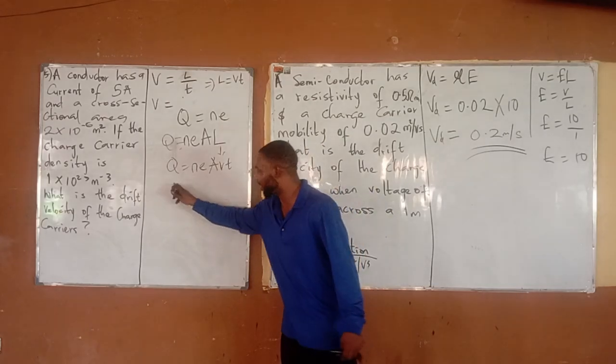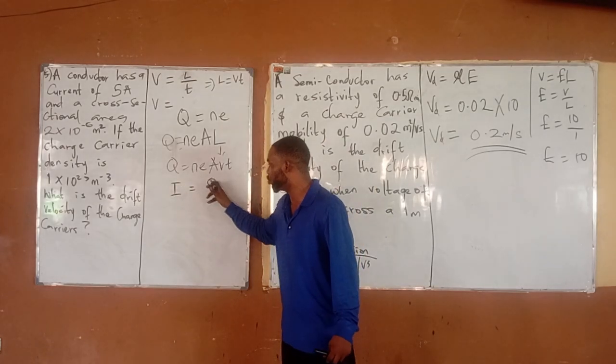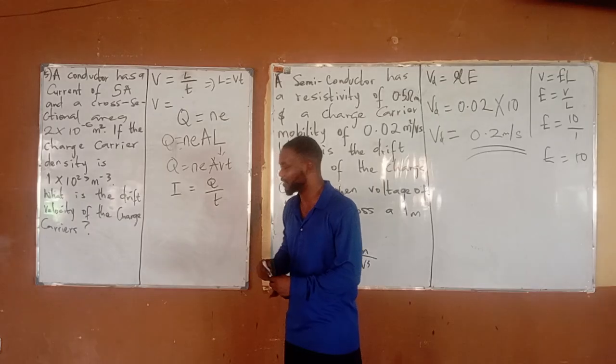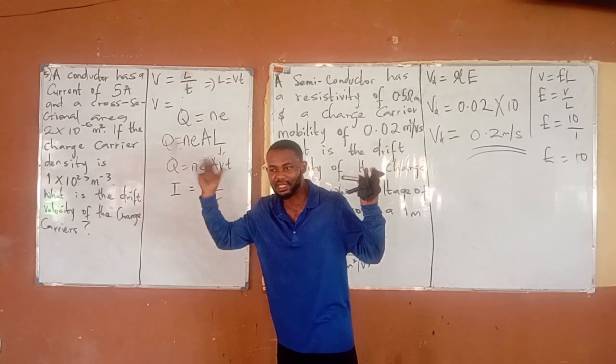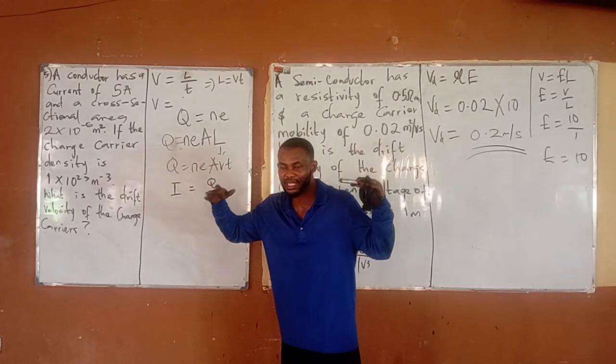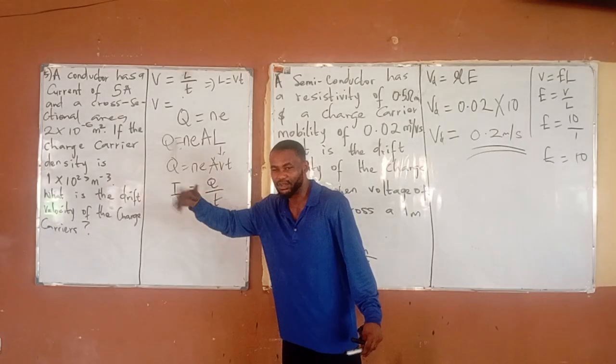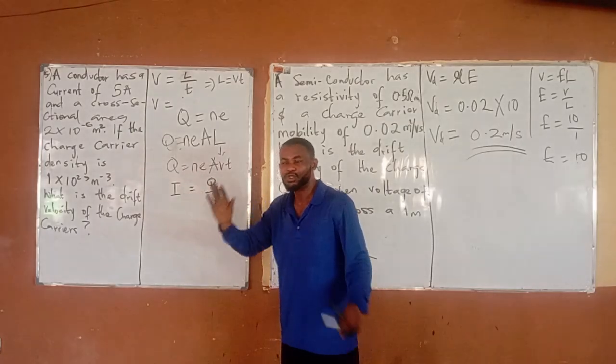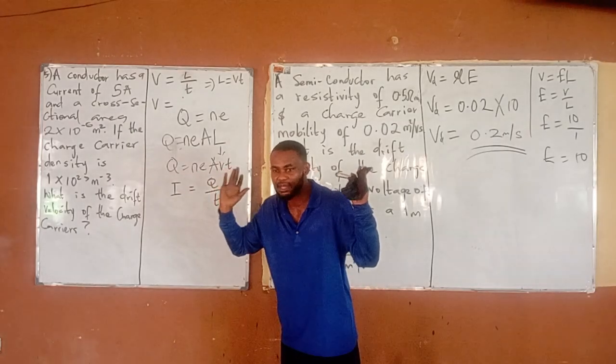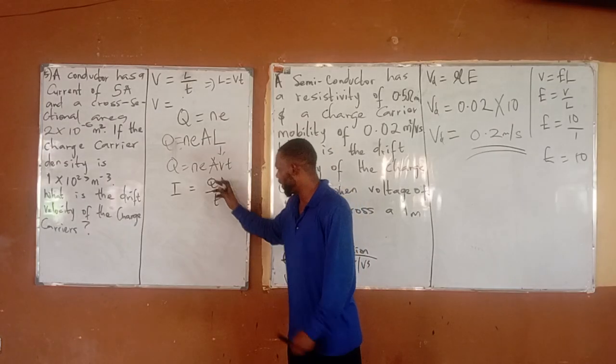Now you remember that current itself is equal to Q over T. We said that current is simply charge flowing at a given time. I know sometimes in textbooks they tell you charge on a cross-sectional area per second, but current is simply charge at any given time. So this is it. Replace this now.